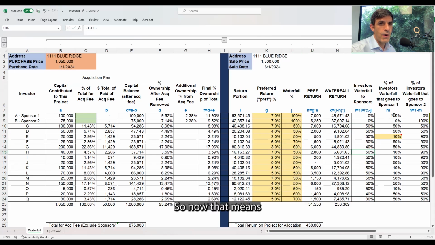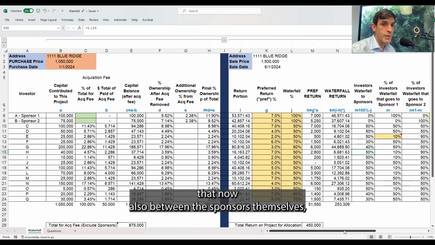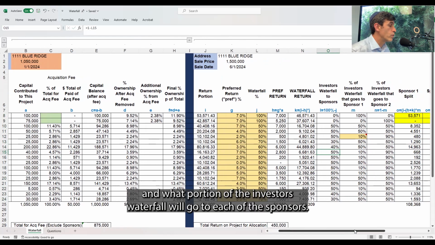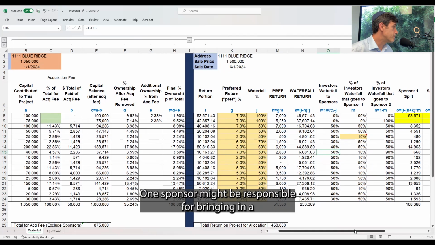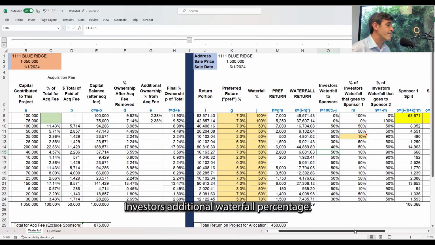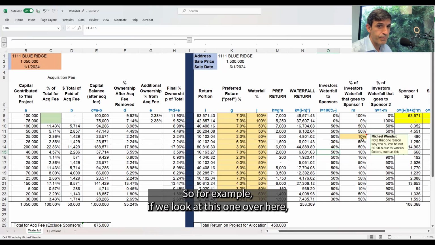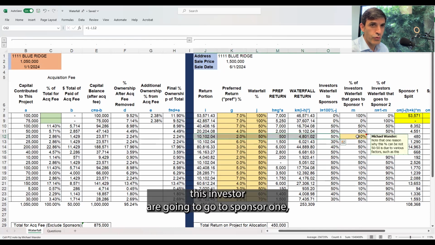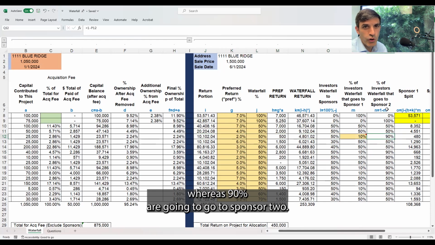So now that means that between the sponsors themselves, they can have an agreement about what portion of the investors' waterfall will go to each of the sponsors. One sponsor might be responsible for bringing in an investor, and so they might get the lion's share of that investor's additional waterfall percentage. So for example, if we look at this one over here, only 10% of the leftovers from this investor are going to go to sponsor one, whereas 90% are going to go to sponsor two.